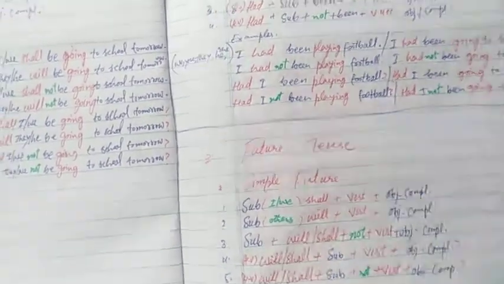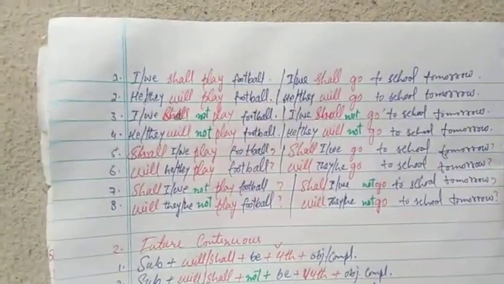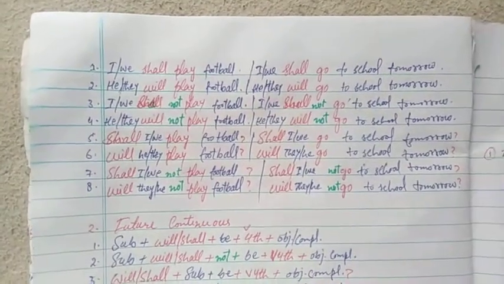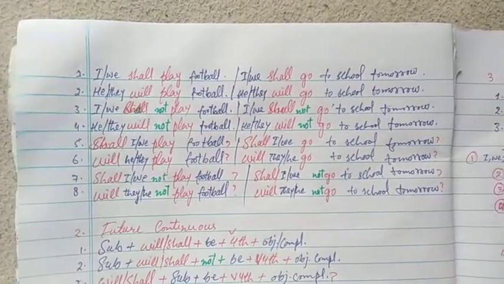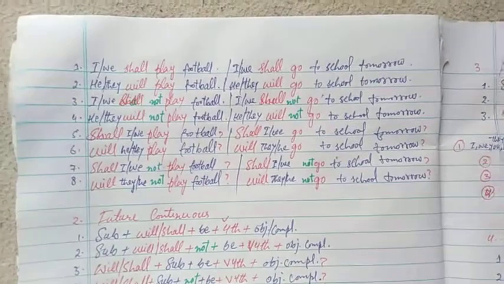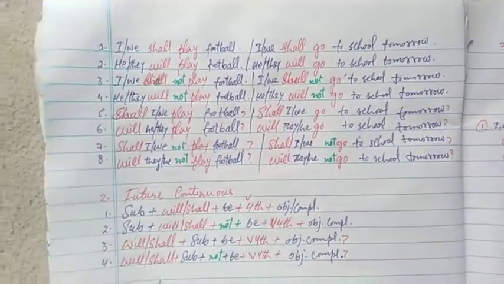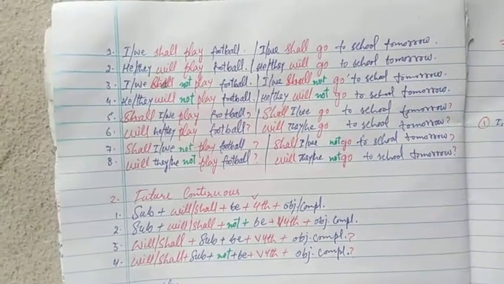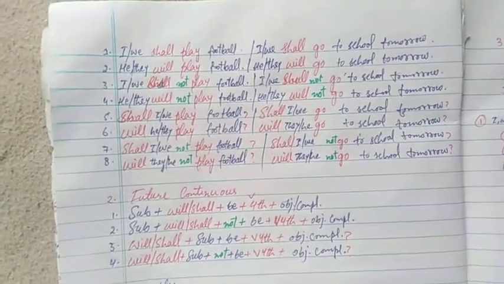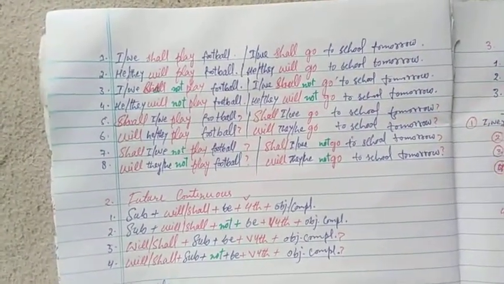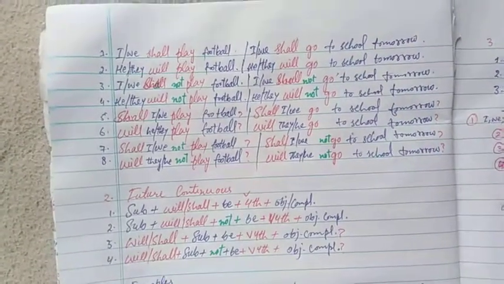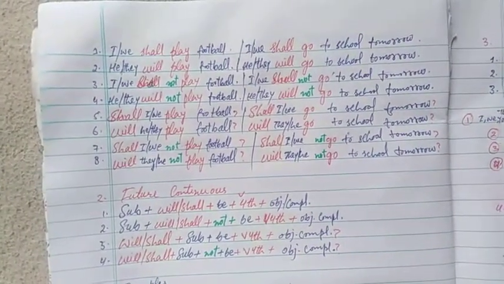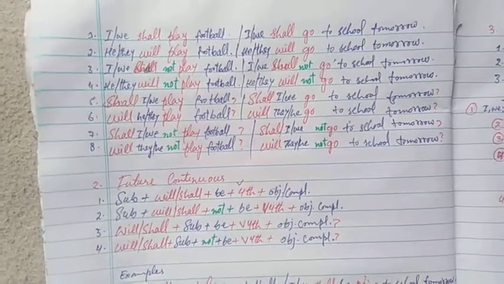Now let's try to understand with examples. I have written over here the same example: I or we shall play football. Now somebody asks you, what are you doing tomorrow, kal kya kar rahe ho, you can say I shall play football tomorrow, main kal football khelunga. If someone asks you where will you go tomorrow, कल कहाँ जाओगे, I shall go to school tomorrow, कल मैं स्कूल जाऊँगा.